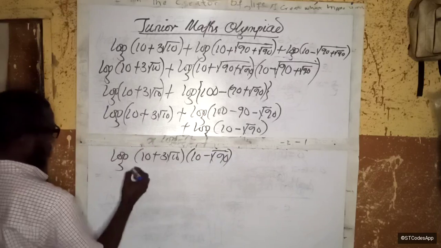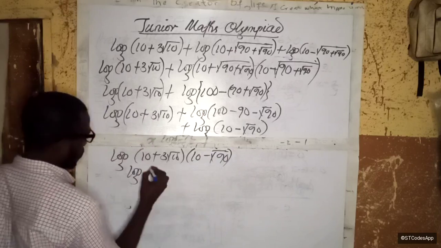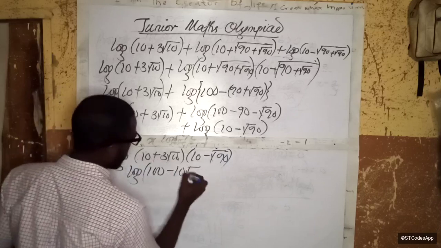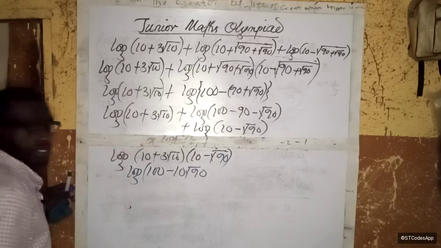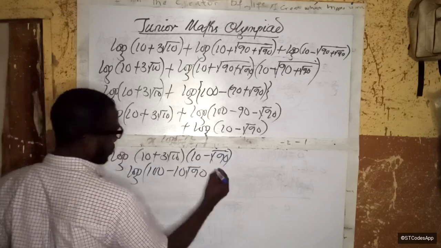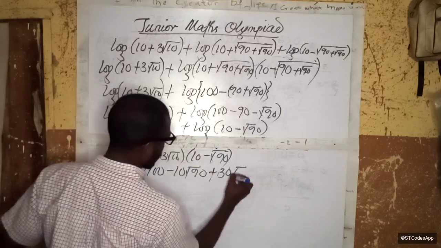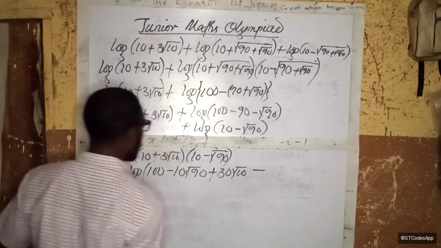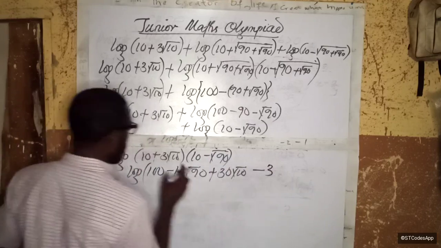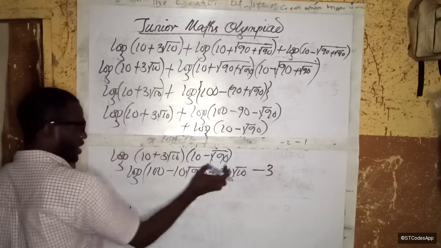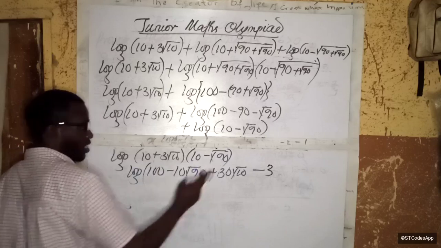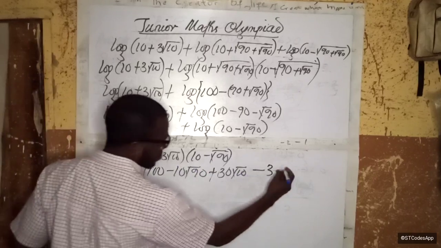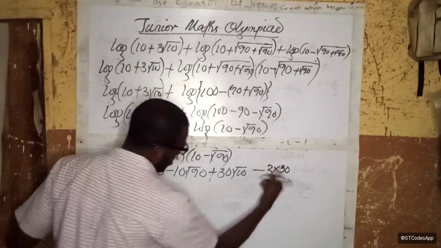So we open this bracket, then we have log of this by this will give us 100. This by this will give us minus 10 root 90. And this by this would give us 30 root 10. That will be positive 30 root 10. Then this by this will give us minus 3, that is plus times minus gives minus. Then here, 10 root 10 times root 90, that will be root 900. And root 900 is 30. So 30 by 3 is 90. Is that okay? Let's just write that.